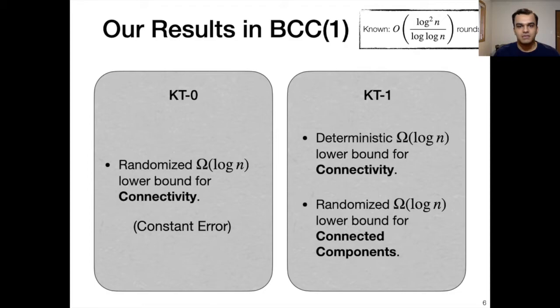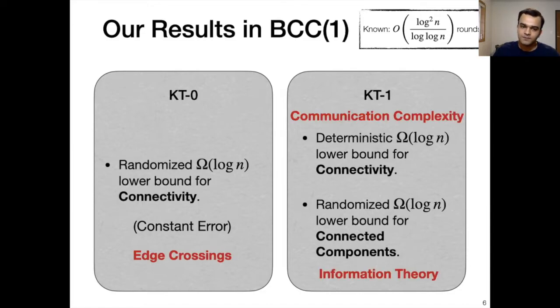Our results in this paper: we show that in the KT0 version, there is a randomized omega log n lower bound for connectivity. This holds for constant error probability. And in the KT1 model, we show a deterministic log n lower bound for connectivity as well as a randomized log n lower bound for connected components. Note that a lower bound for connectivity implies a lower bound for connected components, but not vice versa.